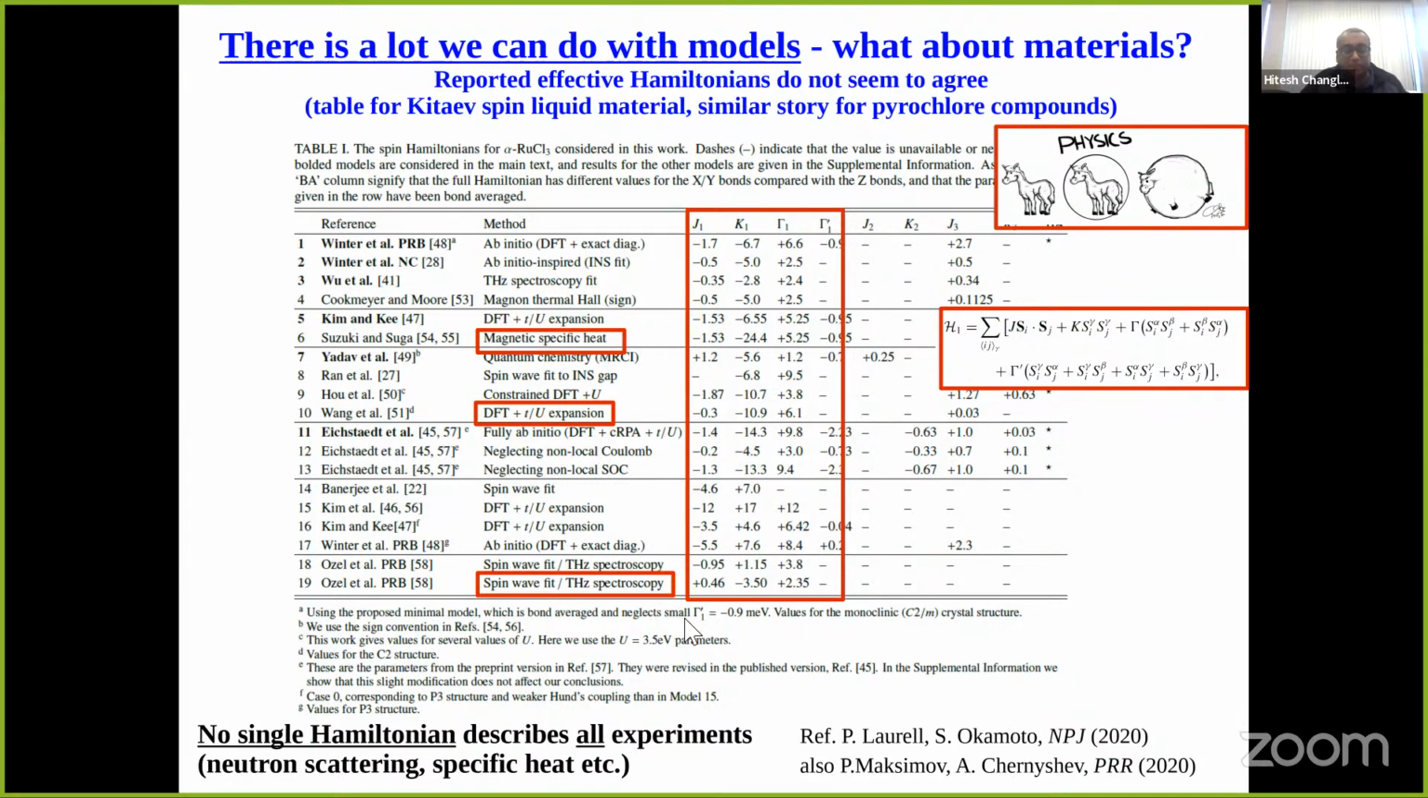But you can see that if I look at all these methods that people have used, including DFT, spin wave, magnetic specific heat, there seems to be a lot of disagreement, not only in the magnitude, but in some cases also the sign of the parameters. So you might think somebody should have figured this out for strongly correlated materials, how difficult can it be to get 2 or 3 parameters? But hopefully this kind of table gives you some perspective for why this is still a very, very challenging problem.